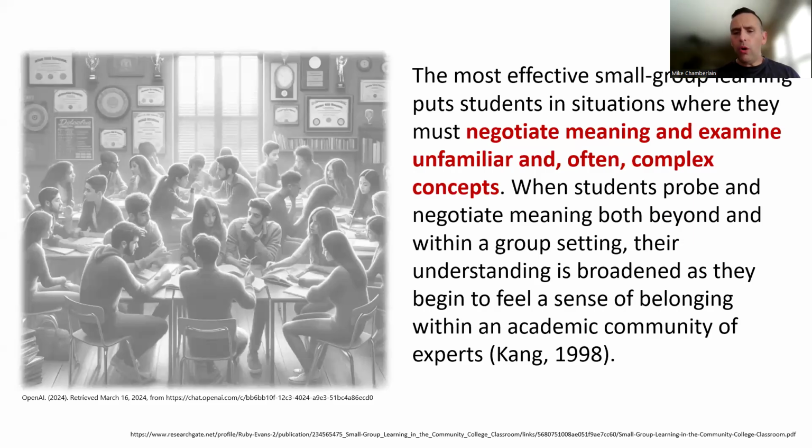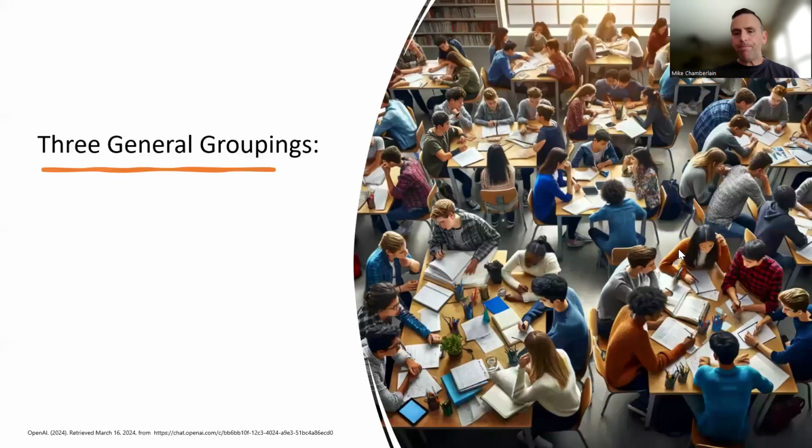I want to share one quote from Kang 1998. It says, "The most effective small group learning puts students in situations where they must negotiate meaning and examine unfamiliar and often complex problems." So we don't want to put students in a group for just any old reason, or for something very simple that they could think about quickly in their head. We want to give them something a little more meaty, something they can really discuss and work on together, almost a purpose for needing more than one person. And it gives them that sense of belonging.